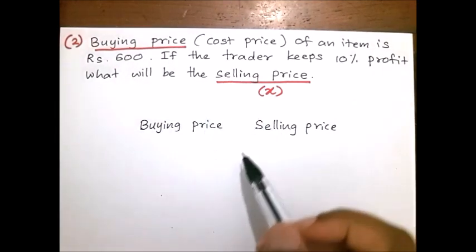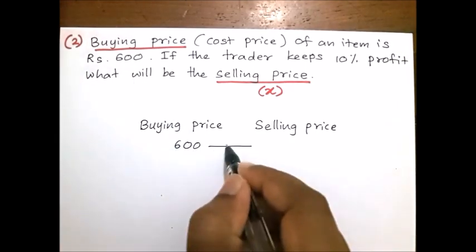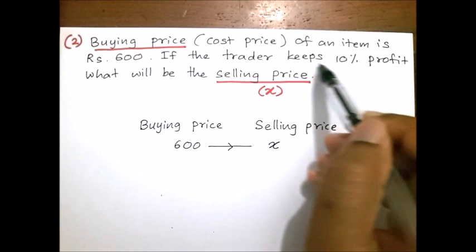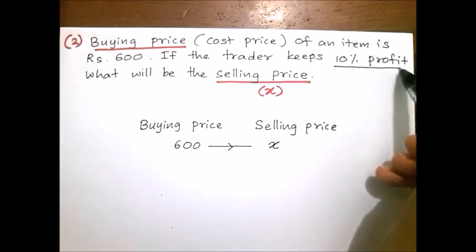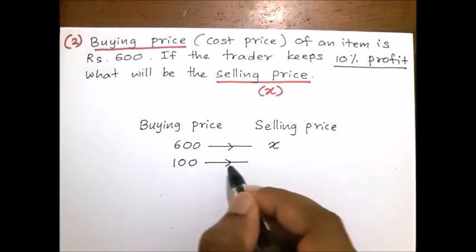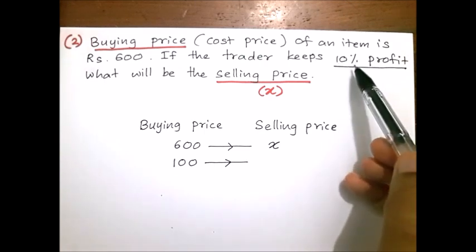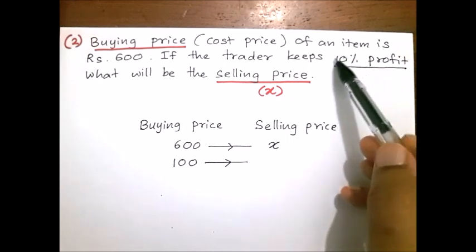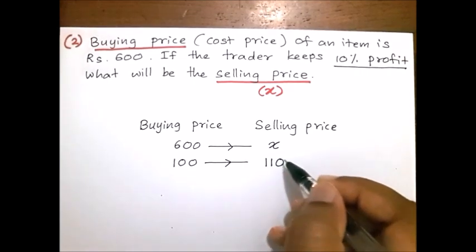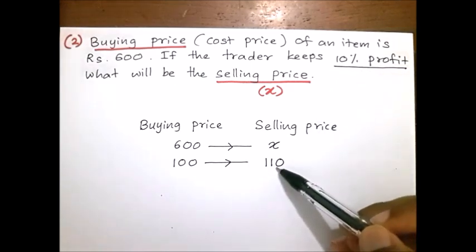Illustrate this information using an arrow diagram. Here the buying price is 600. You have to find the selling price. Take it as x. Now give your attention here. Trader keeps 10% profit. If the buying price is 100, what will be the selling price? 10% means 10 rupees for 100 rupees. If the trader keeps 10%, you have to add 10 to 100. It is 110 rupees.